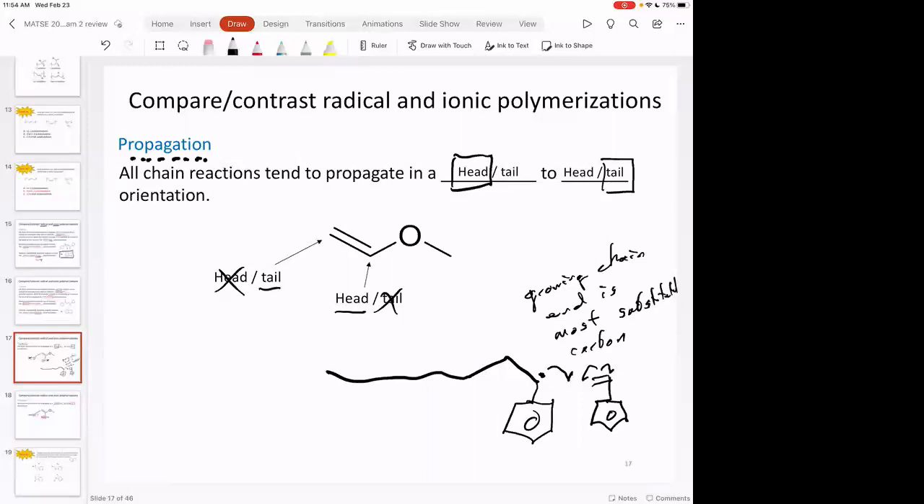You should know when to recognize tail to tail defects or tail to tail connections and head to head connections. So you should have some of that knowledge in your memory bank, but this is the important piece of information when we talk about propagation. Any questions on that or comments or things that are unclear? All right.